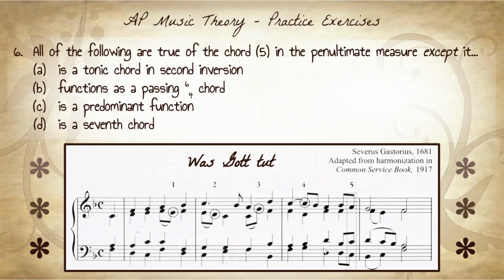Question 6. All of the following are true of the chord 5 in the penultimate measure except it A. is a tonic chord in second inversion, B. functions as a passing second inversion chord, C. is predominant function, or D. is a seventh chord.